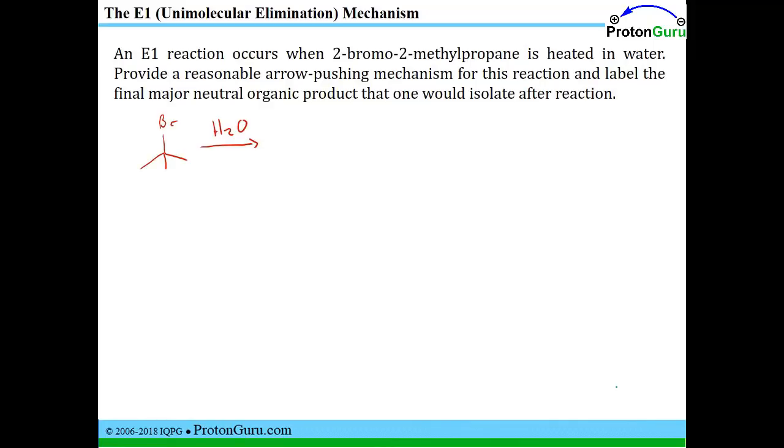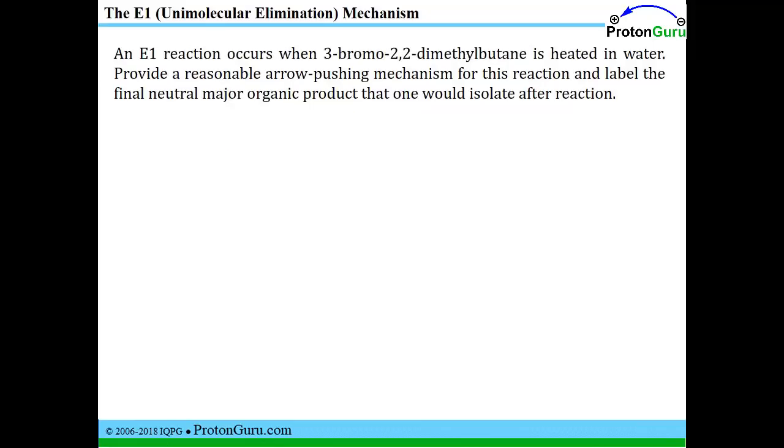We know that the E1 reaction is a series of two steps. The first step is heterolysis, which would be the loss of bromide in this case. And the second step is electrophilic elimination. And this provides our alkene as the final product.